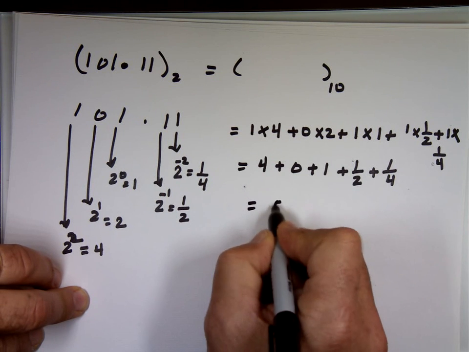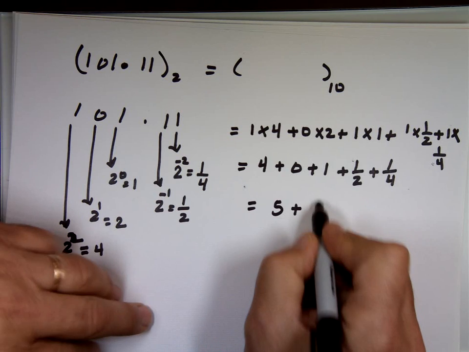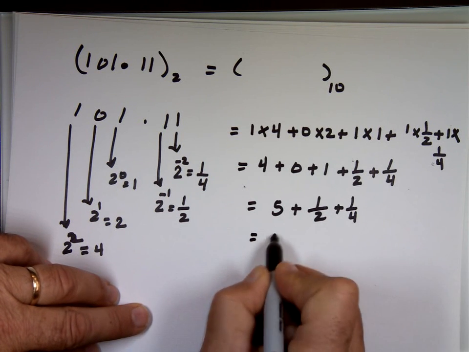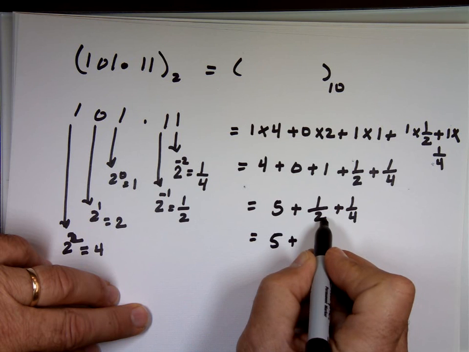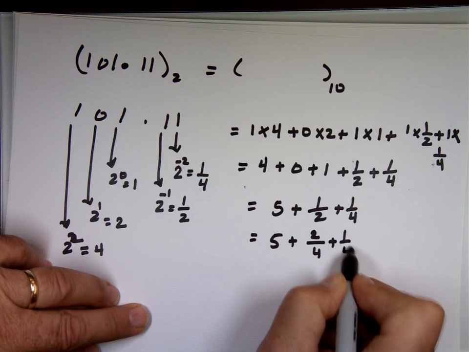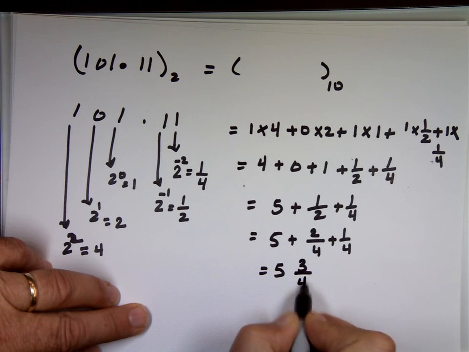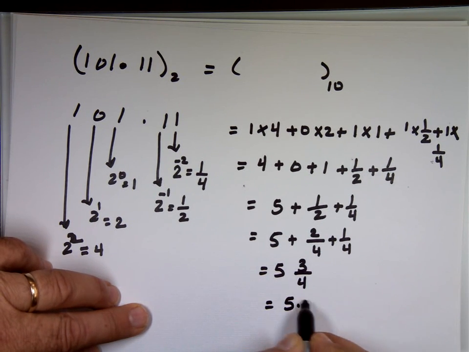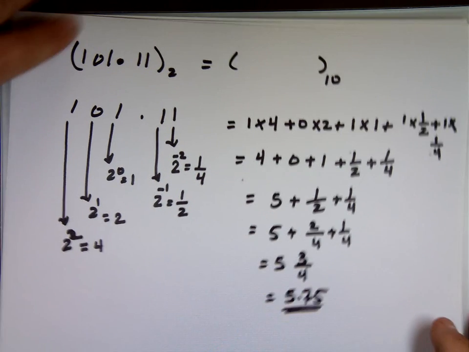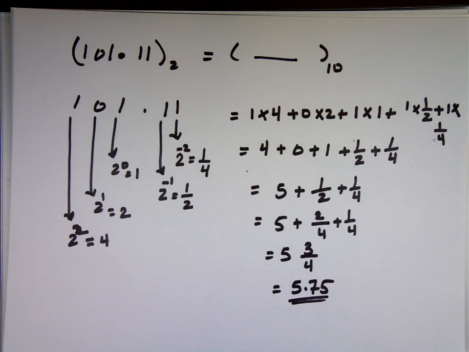That's 5 plus. Now, if you want to add these numbers, 1/2 and 1/4, what do you need? LCD, right? Which is a 4, right? That's 2/4 plus 1/4. That's 3/4, which is decimal number what? 0.75? Yep. So in decimal, that's 5.75.